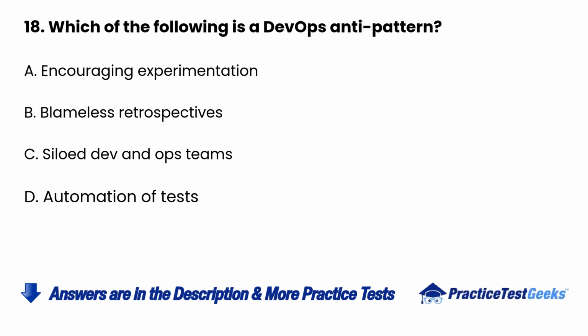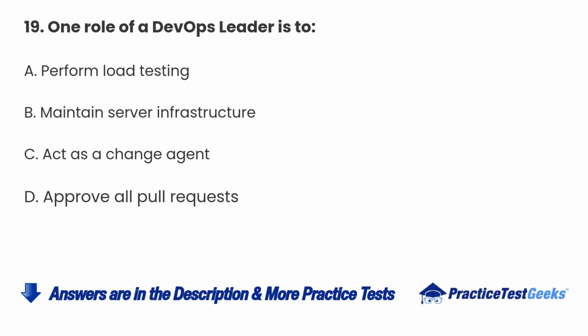18. Which of the following is a DevOps anti-pattern? A. Encouraging experimentation. B. Blameless retrospectives. C. Siloed dev and ops teams. D. Automation of tests.